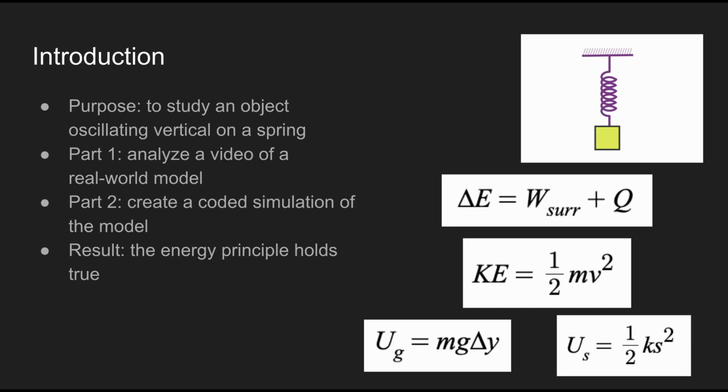The purpose of this lab is to observe the behavior of an object oscillating vertically on a spring. To do so, I made use of physics concepts such as the energy principle and forces to aid my observations. The energy principle follows the formula: change in energy is equal to work from the surroundings plus Q.